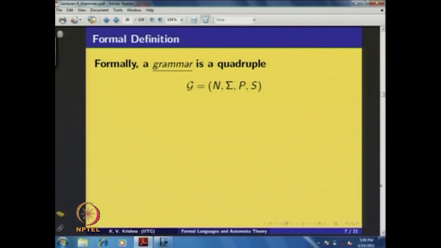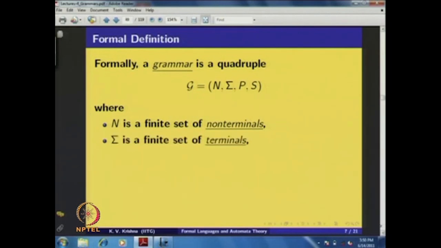I am writing here G = (N, Σ, P, S), where N is a finite set, we may call it the set of non-terminal symbols, Σ is a finite set again, the set of terminal symbols, and S belongs to N.